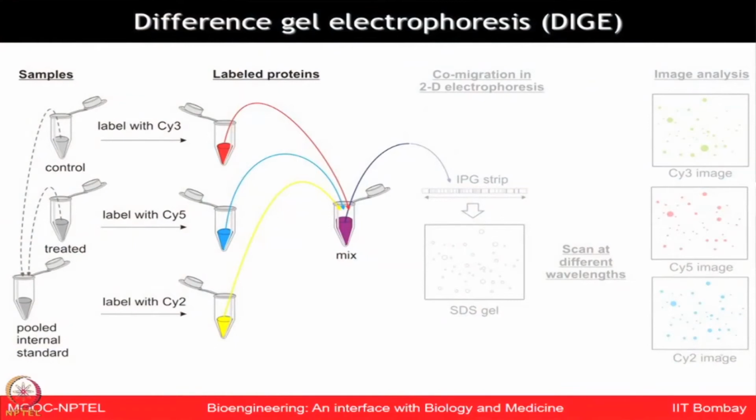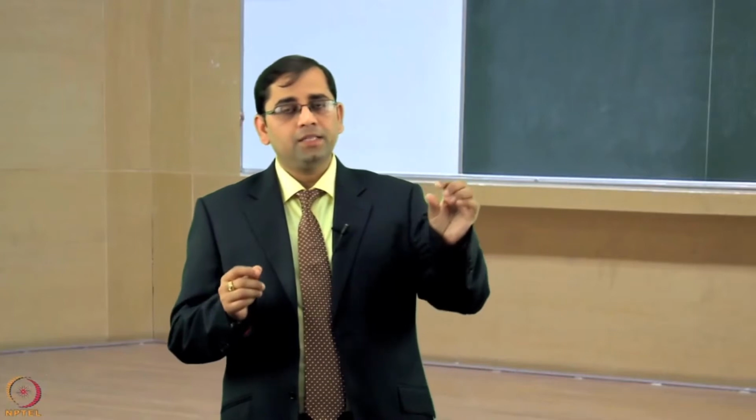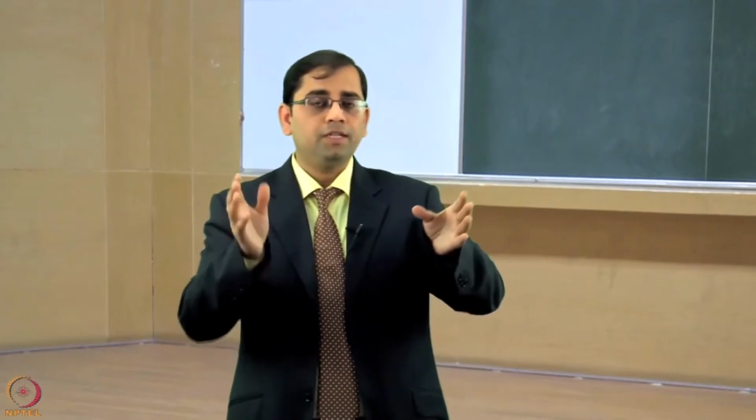So, let us look at the overview of difference in gel electrophoresis. Imagine your control sample is labeled with one of the cyanine dyes, Cy3 dye, and your treated sample is labeled with Cy5 dye. And like that you have 10 healthy individuals and 10 diseased individuals. You can label them separately with Cy3 and Cy5 dyes, but because you are going to run one healthy and one diseased individual sample on one gel, you have to run 10 gels.